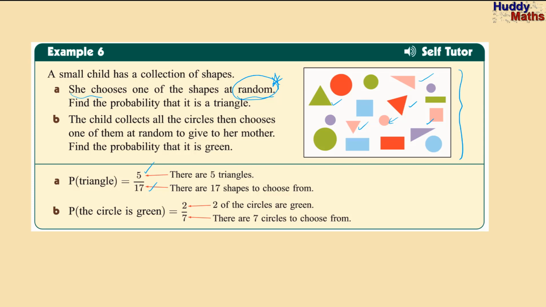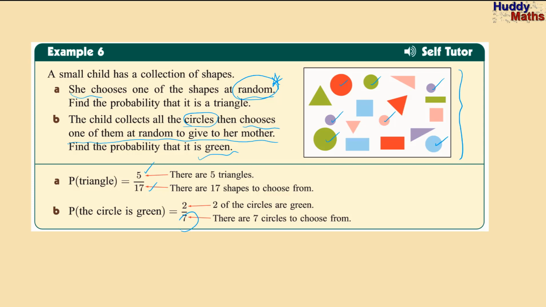Now, what's the probability that she chooses one of them to give to her mother, and that is green? How many greenies have we got there? We want circles. Hang on. Circles is conditional probability, isn't it? It's not out of 17 anymore, it's out of circles. So let's just rub this out and find out from the circles. A condition. So there's 1, 2, 3, 4, 5, 6, 7.